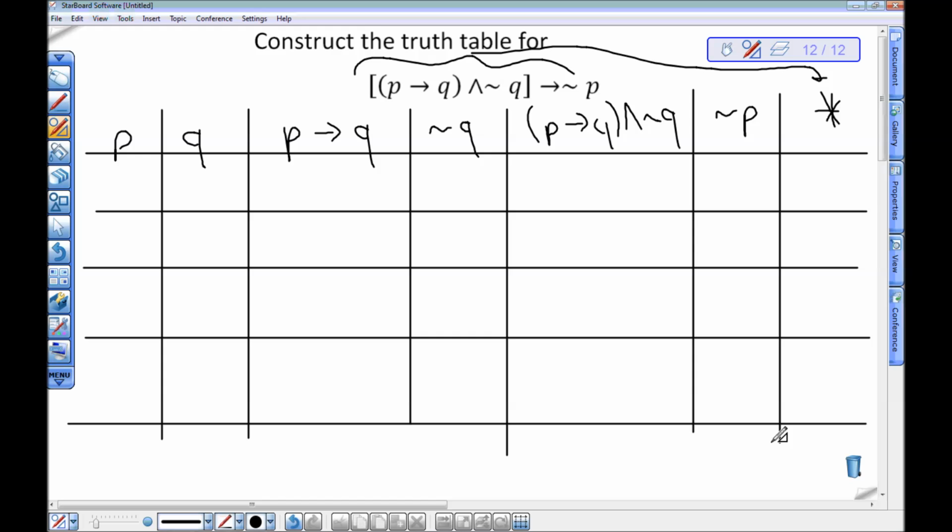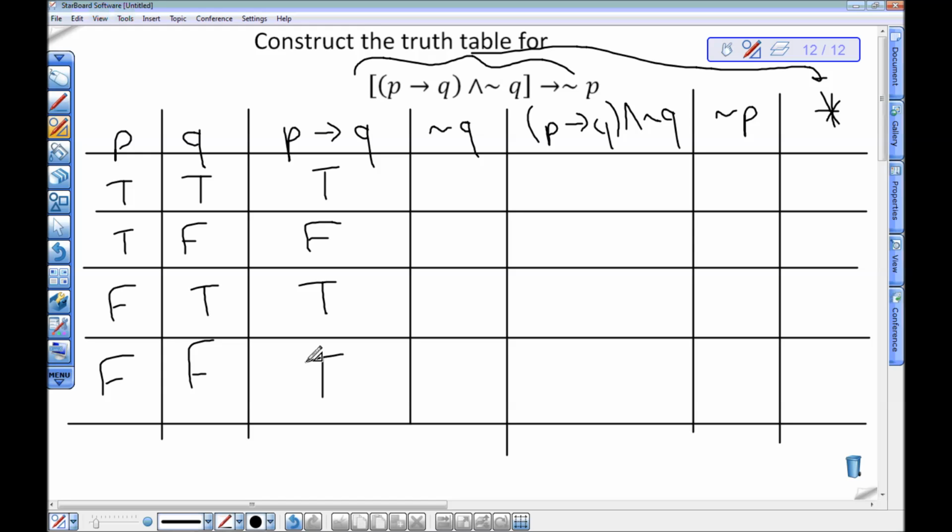Underneath Q, I should alternate: true, false, true, false. Underneath P: true, true, false, false. If P then Q, so I'm looking at just my normal if-then, or conditional, truth table. If true then true is true from the first row. If true then false is false from the second row. If false then true is true from the third row. And if false then false is true from the fourth row. Okay, if P then Q, great.